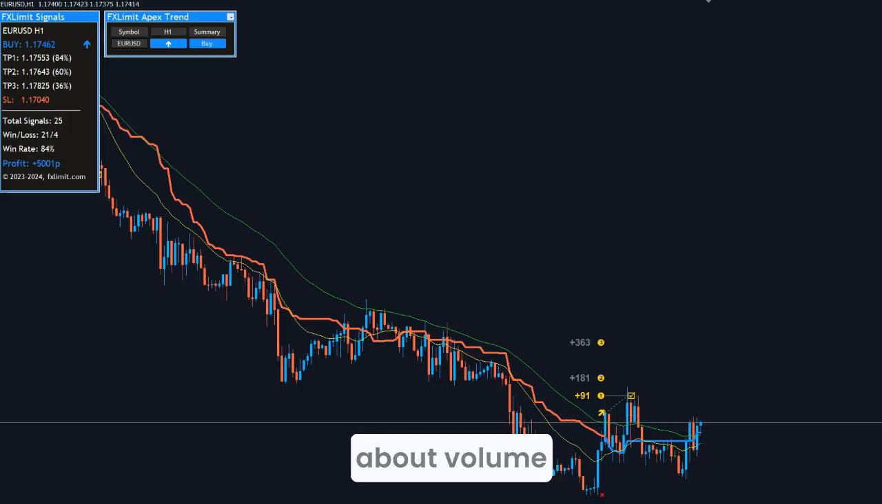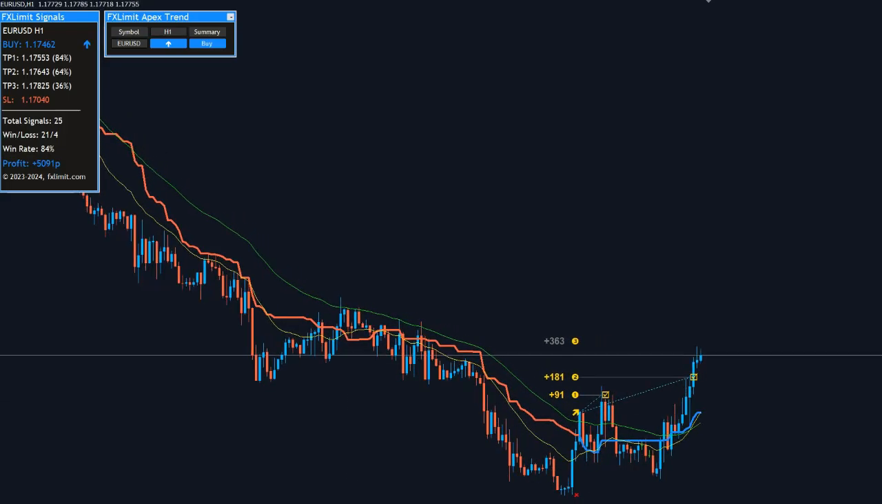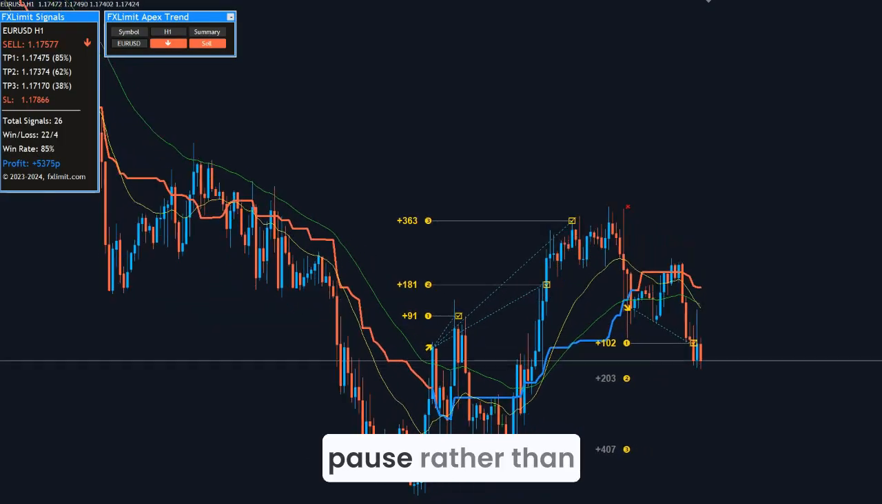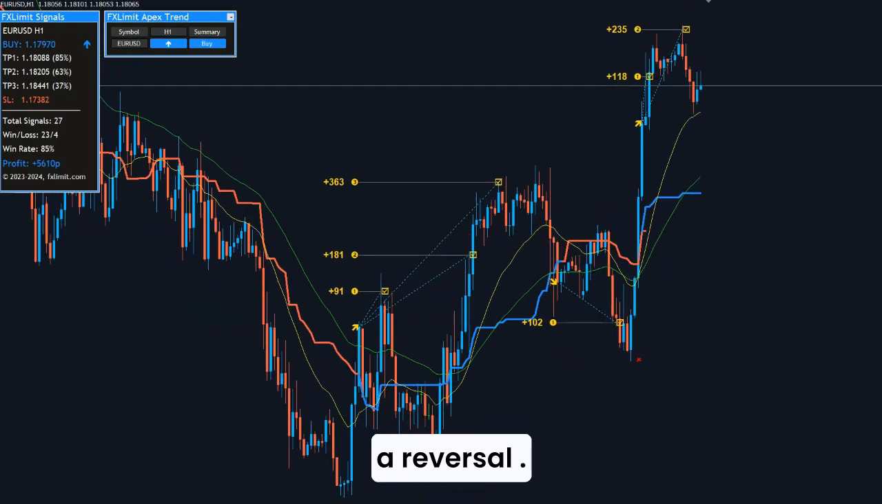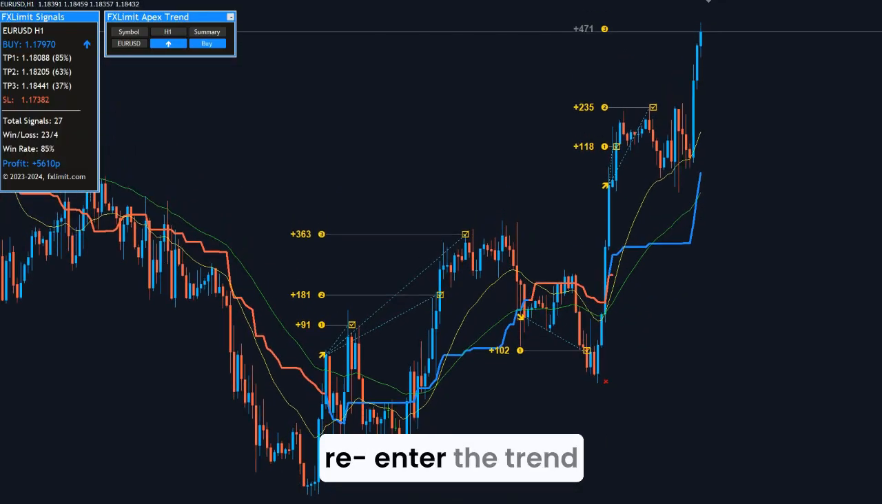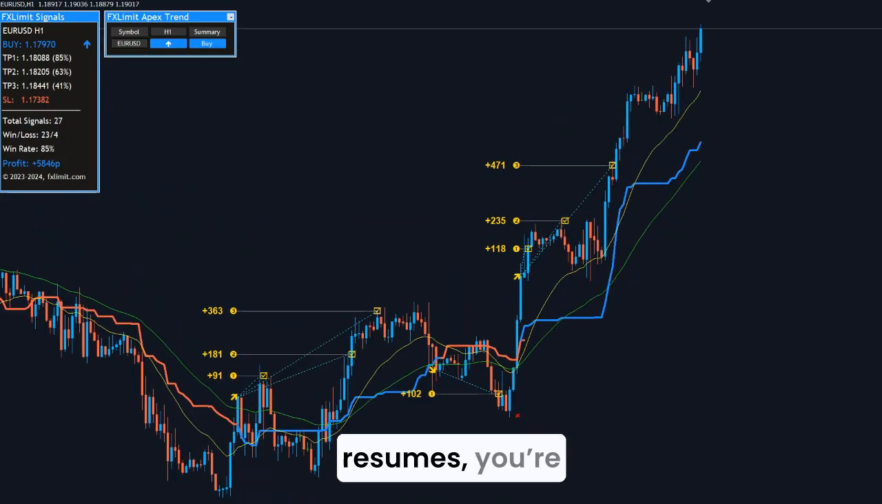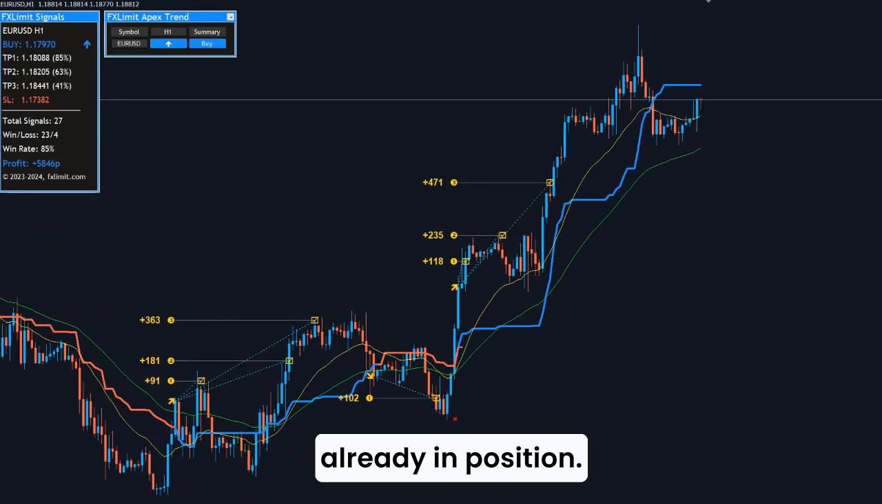Lastly, don't forget about volume on pullbacks. During a trend, pullbacks with low volume often signal a temporary pause rather than a reversal. That's your window to re-enter the trend at a better price. When volume kicks back in and the trend resumes, you're already in position.